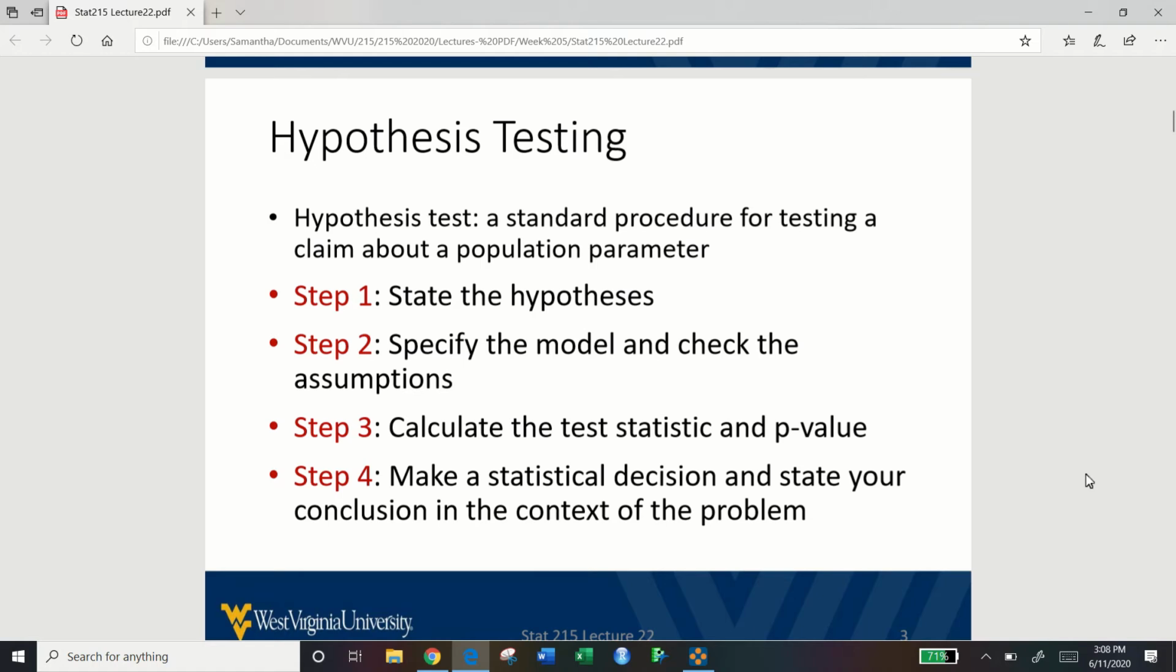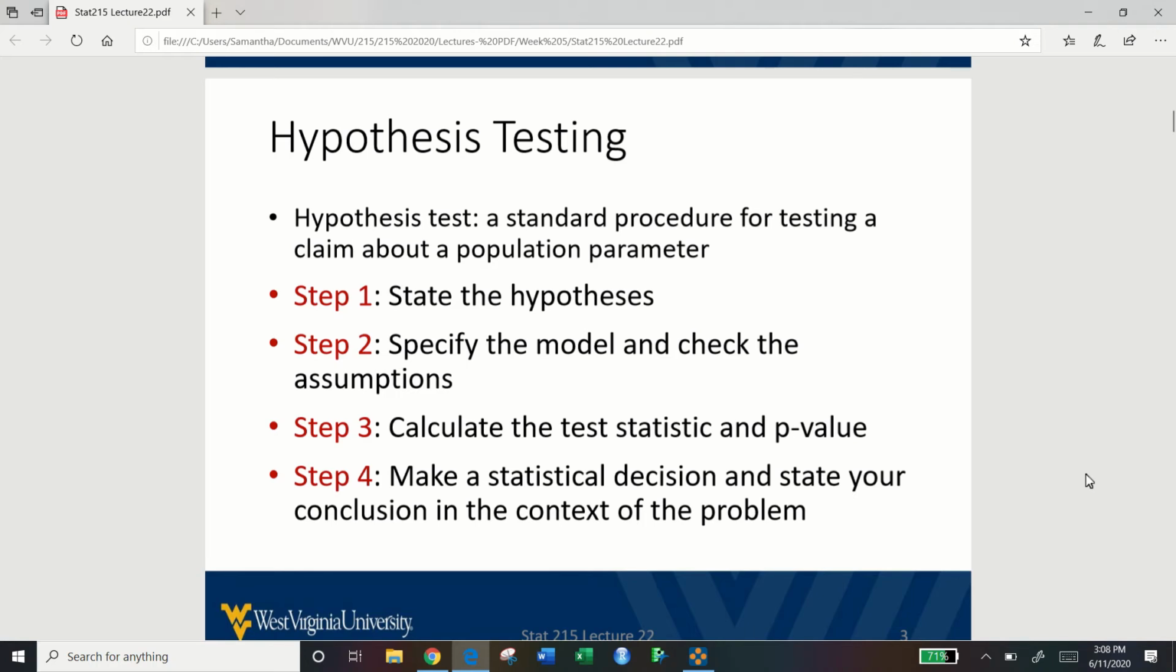Step 1, state the hypothesis. We learned about this in our previous lecture when we learned about the two-line hypothesis where we had our null and alternative. Step 2, specify the model and check the assumptions. If you recall, when we talked about the proportion parameter, also known as the population proportion, we talked about having the assumption of n p hat and n q hat being greater than or equal to 5. That's an example of an assumption. Step 3, we need to calculate the test statistic and p-value. And step 4, make a statistical decision and state your conclusion in the context of the problem.